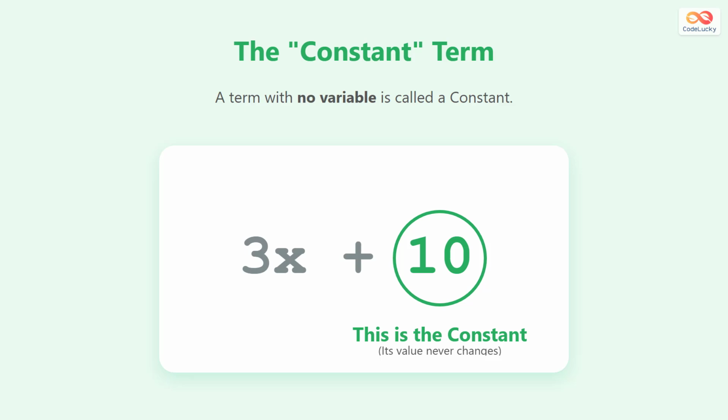Sometimes you will see a term that is just a number, like the 10 in this example. Because it has no variable attached to it, its value doesn't change. We call this a constant term.